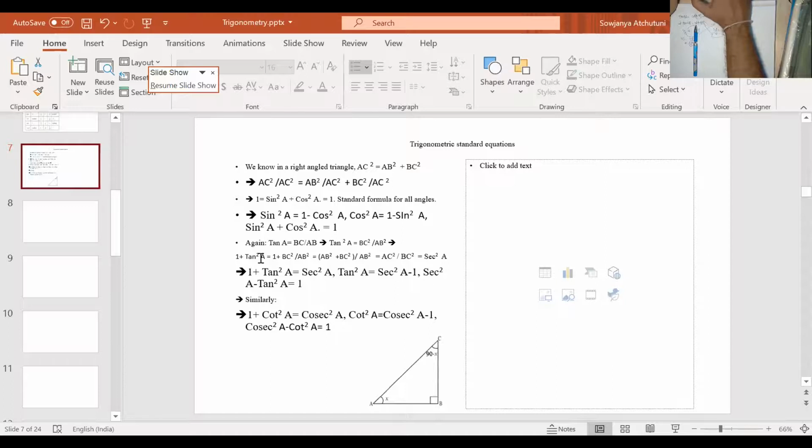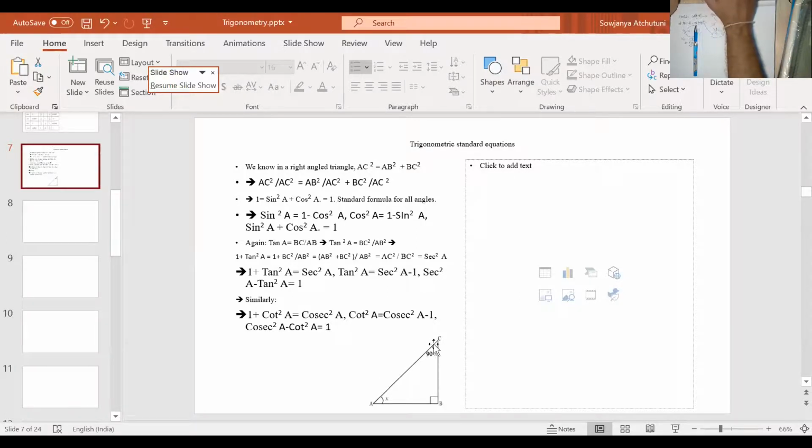1 plus tan square A is 1 plus BC square by AC square. When I take LCM AB square, so AB square plus BC square by AB square. What is AB square plus BC square? AB square plus BC square is AC square. So AC square by BC square. AC square by BC square is nothing but secant square.